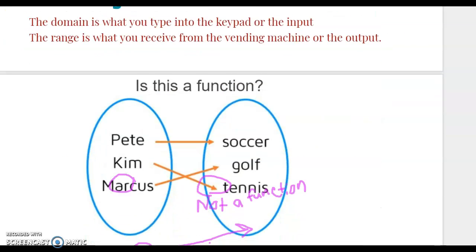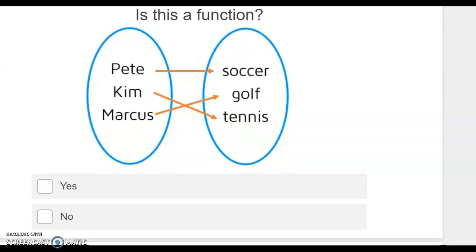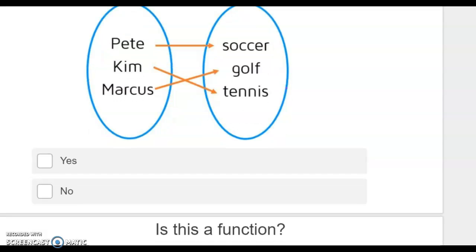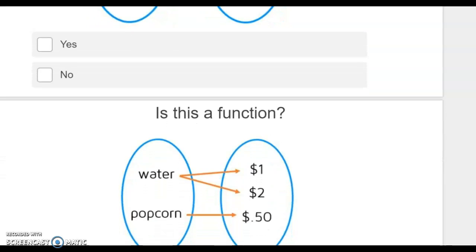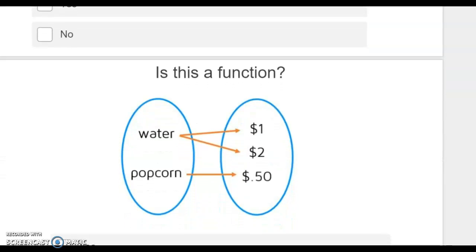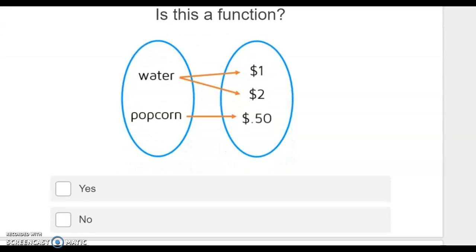Now I want you to try. Here we go. I think I just gave you the answer, which is terrible because that's not fun. All I want to know is this: is this a function? Yes or no? Go ahead and answer the question. Is this a function? Okay, let's try the next one. The next one looks like this. Is this a function? Yes or no?